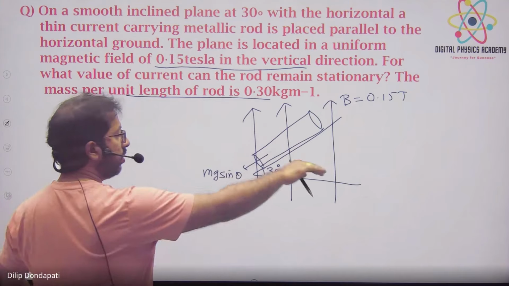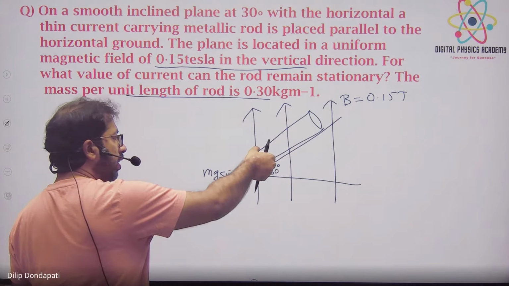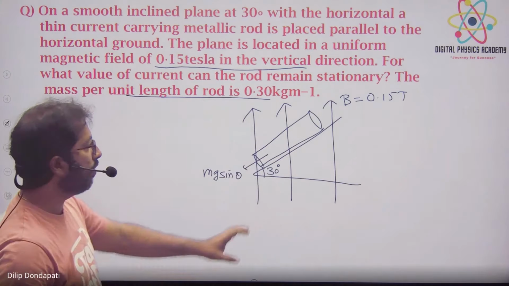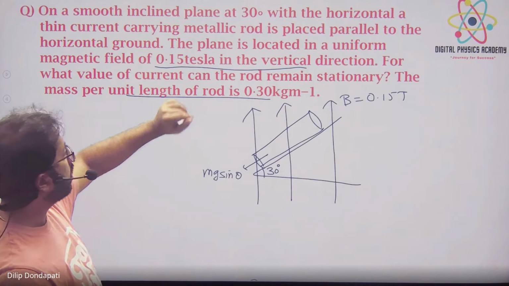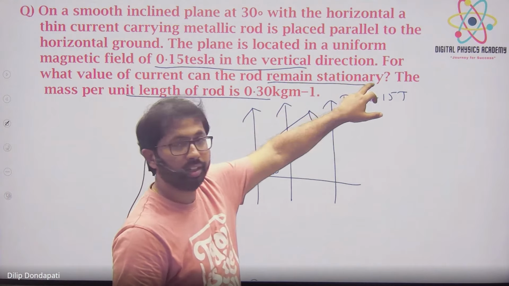And this direction is mg cos theta. Now, because of mg sin theta, if only one force is acting, definitely the rod will come downwards. But what is the condition? It should remain stationary.